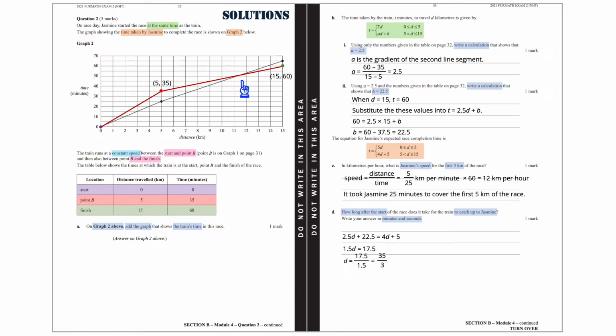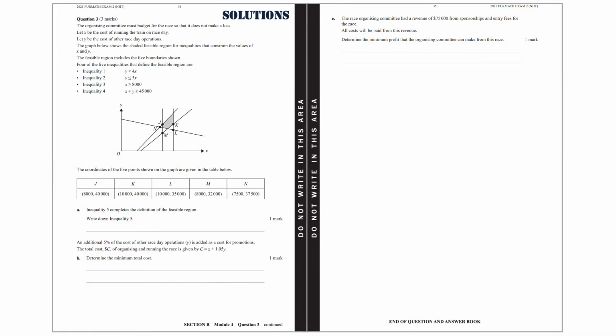We are going to substitute in the second one just because it's easier. So 4 times 35/3 plus 5 equals 51.6667 minutes. That is 51 minutes plus 0.6667 times 60 seconds. That gives us 51 minutes and 40 seconds.